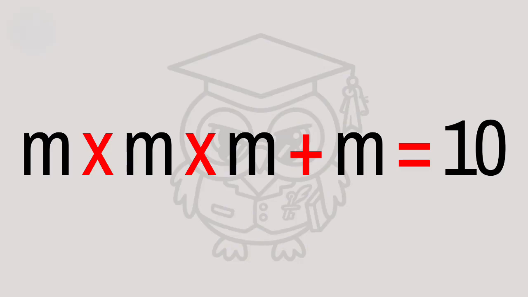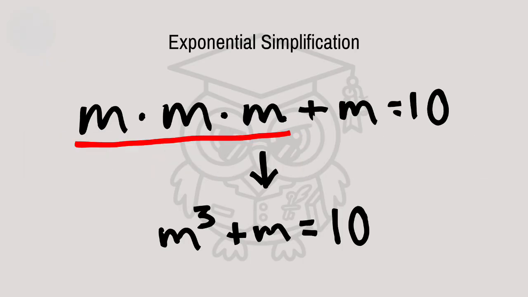Today we are evaluating the algebraic equation m times m times m plus m equals 10. We will calculate the value of the variable m. Simplify the first term of the equation. Multiplying a variable by itself 3 times is equivalent to raising it to the third power. Rewrite the expression as m to the third power plus m equals 10.